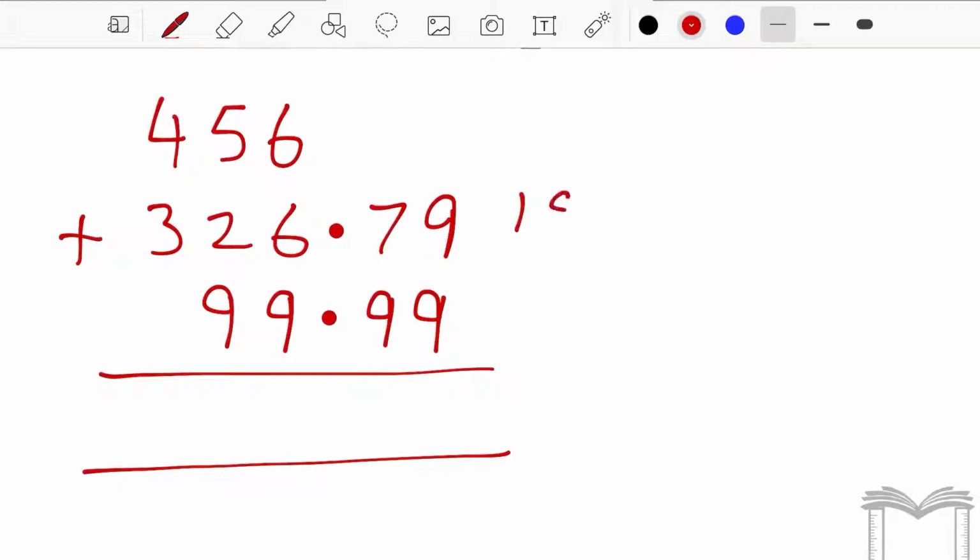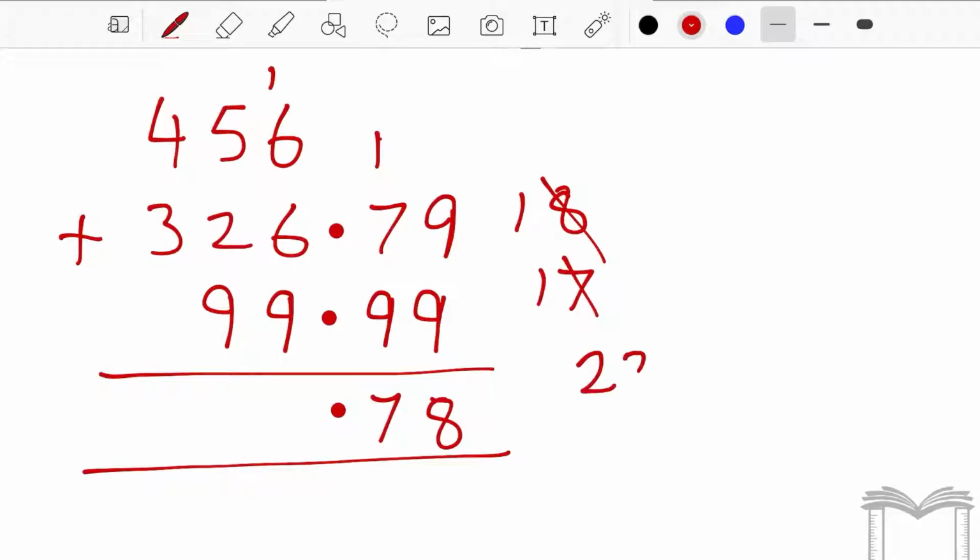9 plus 9 is 18. 7 plus 9 is 16 plus 1 is 17. Put a decimal point, ensure that it lines up. 6 plus 1 is 7. 7 plus 6 is 13. 13 plus 9 is 22. 4 plus 3 is 7. 7 plus 2 is 9.